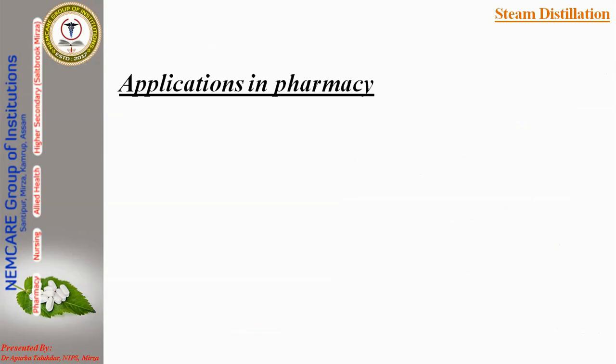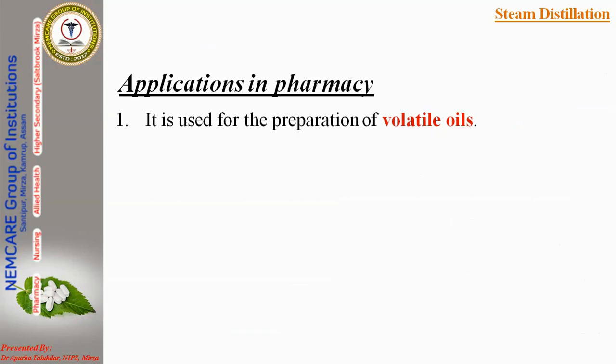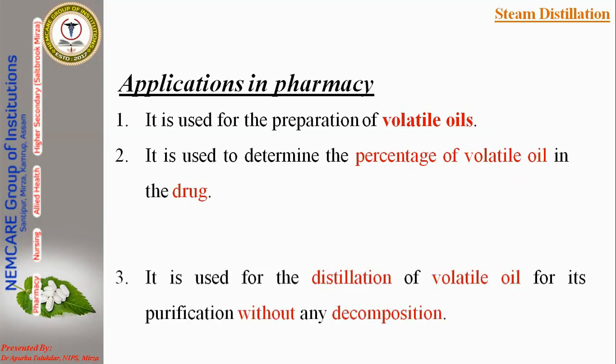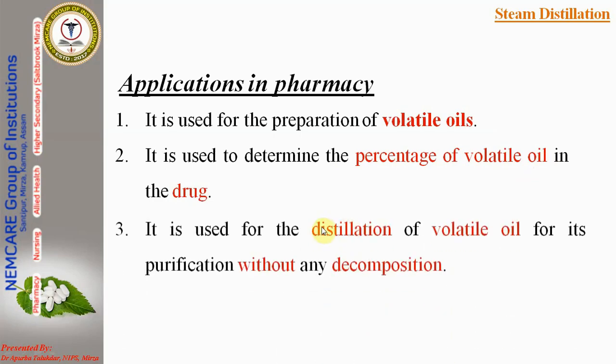Coming next is the application of steam distillation in pharmacy. Firstly, it is used for the preparation of volatile oil. Most of the volatile oils are prepared by steam distillation. It is used to determine the percentage of volatile oil in a drug. So in some drugs, the amount of volatile oil present is determined by this steam distillation process. It is used for the distillation of volatile oil for its purification without any decomposition.